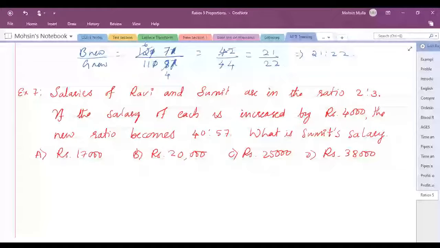Those who would like to solve, just try for 1 minute and then we'll solve. If you get the answer, please tell me. Option A. Option D. Fourth option. Okay.